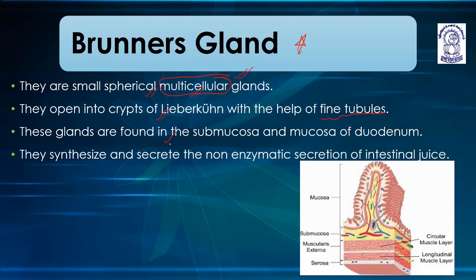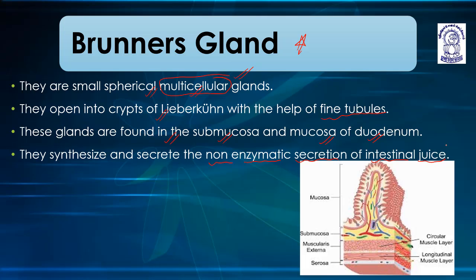These glands are found in the submucosa and the mucosa of the duodenum. They synthesize and secrete the non-enzymatic secretion of intestinal juices. Very, very important: non-enzymatic secretions of intestinal juice.